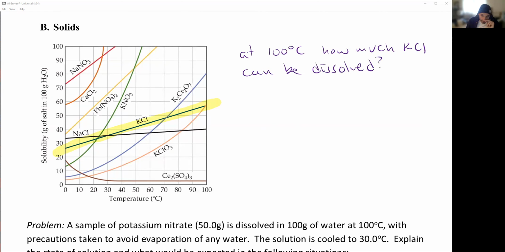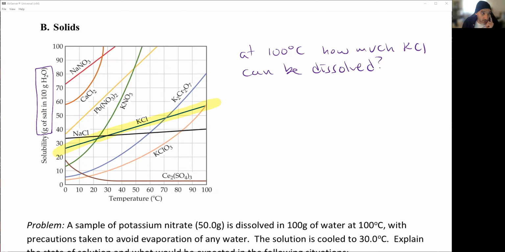Okay, and I want to point out one quick thing: notice the solubility table. The unit for solubility is grams of salt in 100 grams of water. It's a really weird unit, but that's typically what they use. It's not like a molarity or anything. It's grams of salt in 100 grams of water. So how much KCl can be dissolved in 100 grams of water at 100 degrees Celsius? Just using the chart.